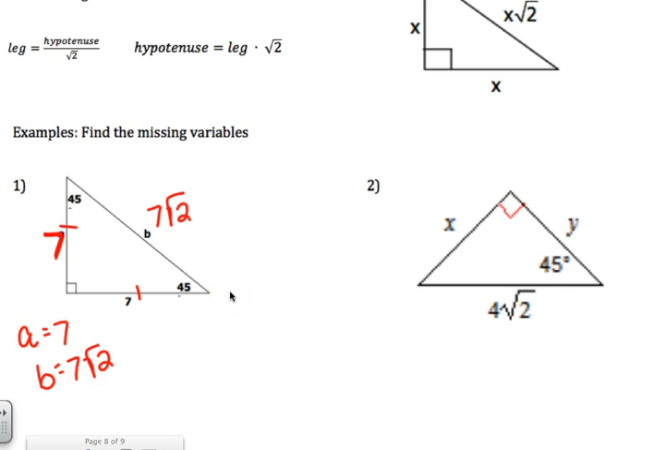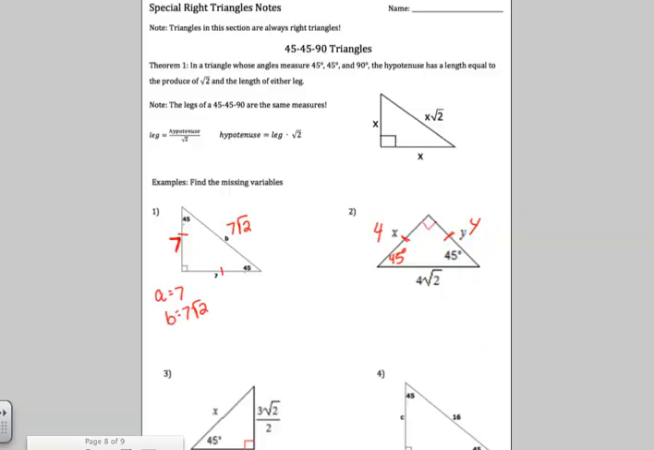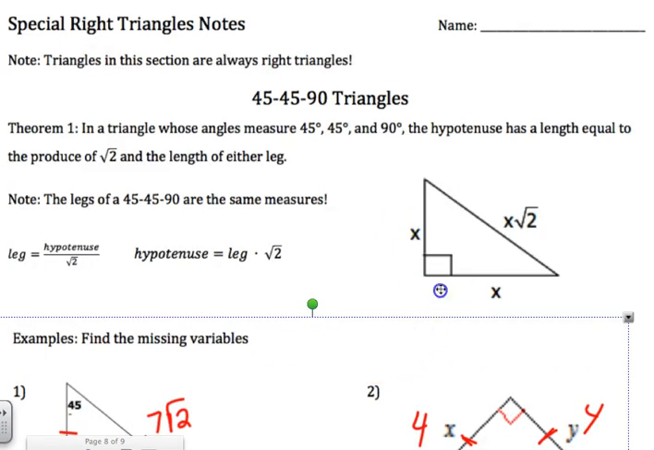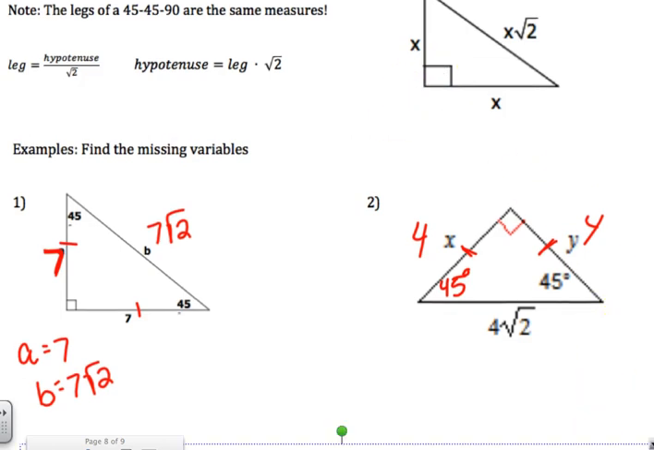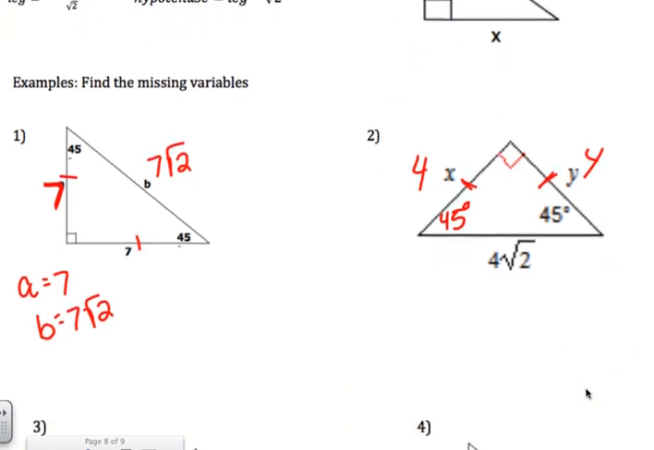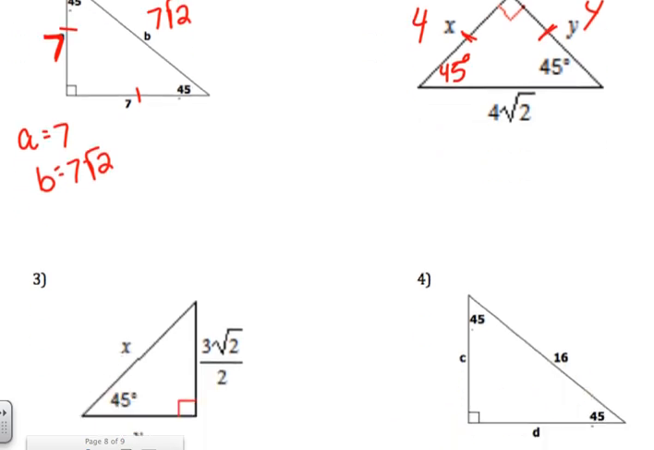On number 2, again, I got a 45, 45, 90 triangle. So my x and my y are going to be the same. Now, to find the sides, I need to get rid of the square root of 2. So basically, x is 4 and y is 4. If they give you square root of 2 for the hypotenuse, all you really have to do is ignore it to find the two legs. So obviously, these are the pretty easy problems, and they do get a little bit harder.